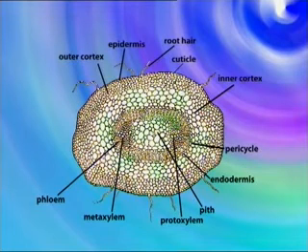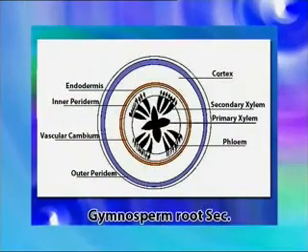There are no resin canals. However, many mucilage canals are present in the cortex. Pith is small but prominent. The secondary growth in the root is normal.